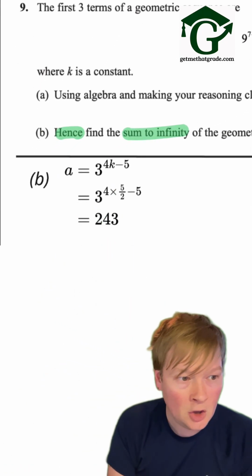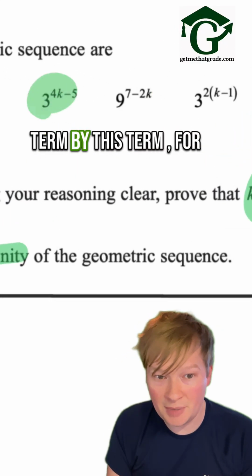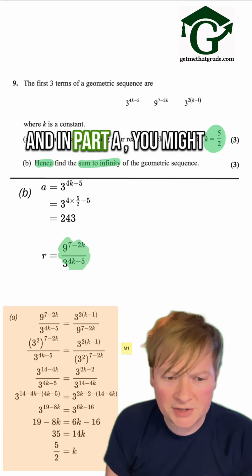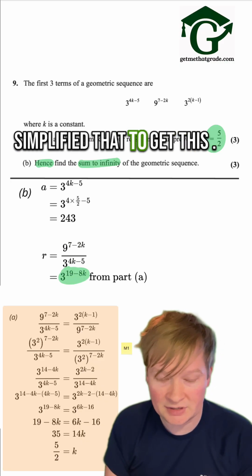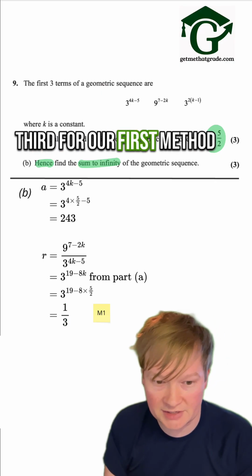What about the common ratio? Well, remember, we can get that by dividing this term by this term, for example. And in part A, you might remember that we simplified that to get this, so we can plug in for k, and we end up with r is 1/3 for our first method mark.